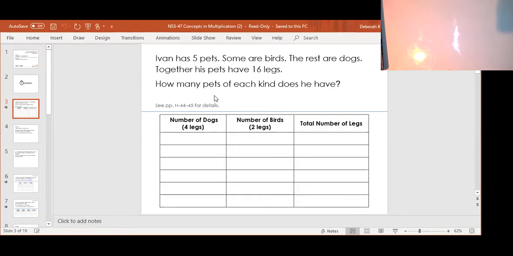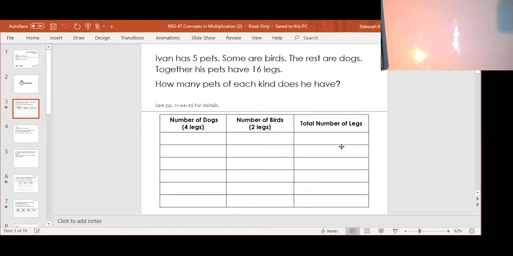So this is a little interesting. We know, though, a couple things. We know that dogs have 4 legs and birds have 2 legs. So they've made a chart here. This is a chart so that you can try different combinations. So we have to get a total of 16 here.